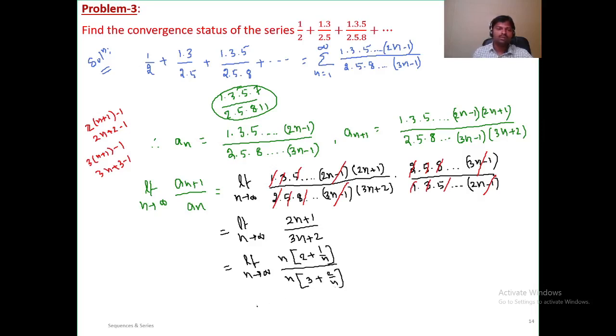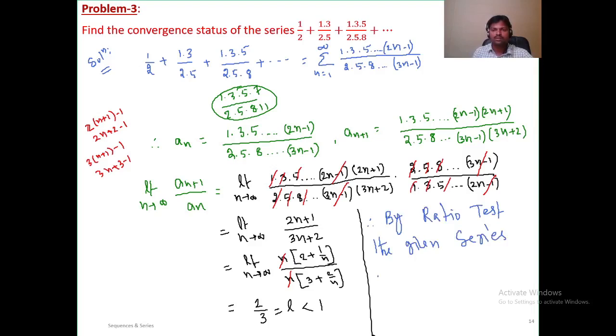Now you apply the limit. So here n cancels out. If you apply the limit, what will you get? 2 by 3 you will get. 2 by 3, this is the L value, which is less than 1. So therefore, what is the conclusion? By the ratio test, the series converges. That's it. So the sum is finite.